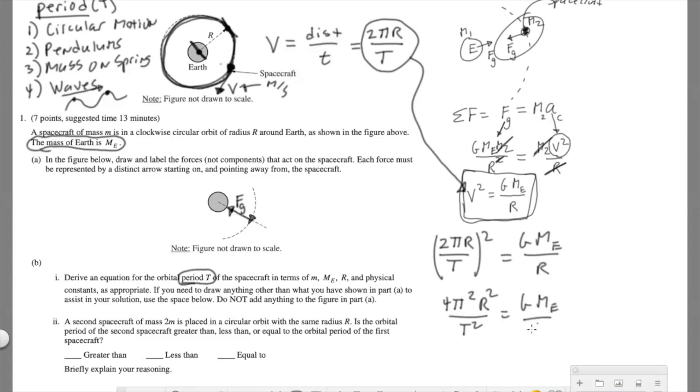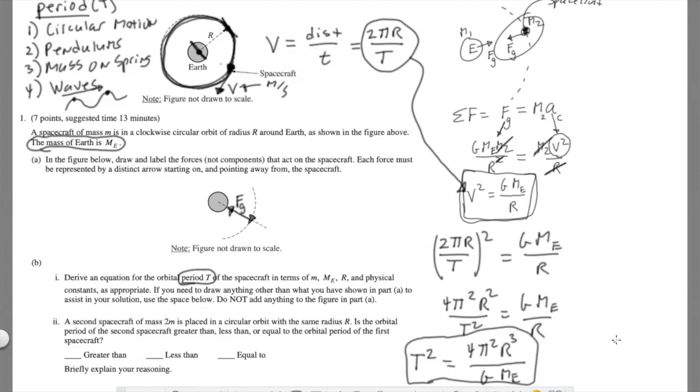G mass of Earth over r, that's going to simplify. So we're solving for period. Let's just solve this for period. So period squared is going to equal 4 pi squared r cubed over G mass of Earth. I would call this done. They would accept that. In fact, I think they say they do on the answer key. Or you could simplify this, take the square root of both sides. That'd be 2 pi r times the square root of r over G mass of Earth. Either one is fine. But that's how you do this part right here.